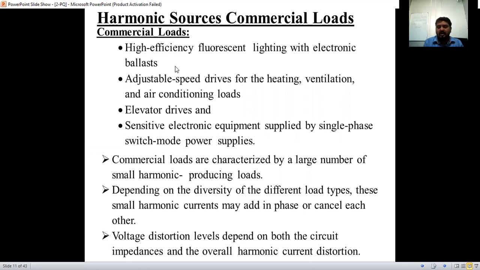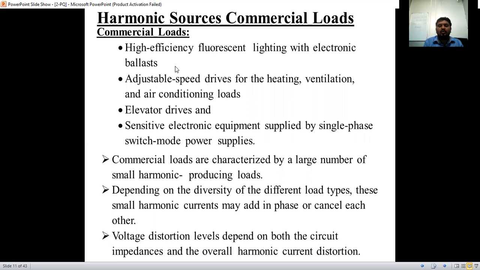For that reason we use high efficiency fluorescent lighting with electronic ballast. Actually two types of ballast are there in fluorescent lighting: magnetic ballast and electronic ballast. The electronic ballast is also an electronic device, which produces harmonics. So this is the main source: the fluorescent lamp.